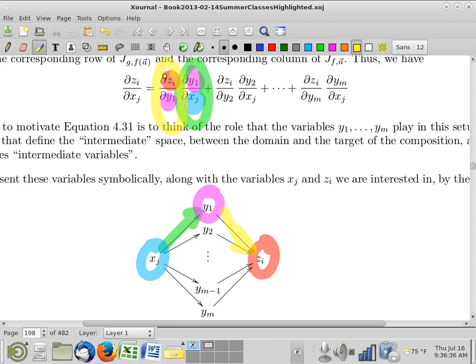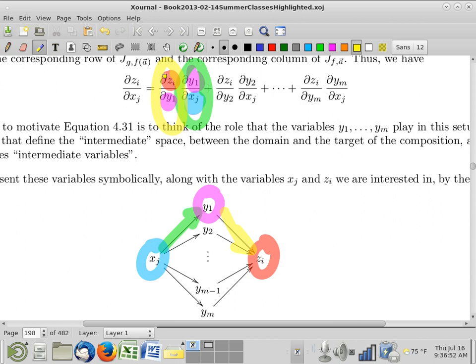In each term, each factor corresponds to one of these individual steps of propagation of these changes. And so each of the factors in each of the terms of that equation relates to something in this diagram.